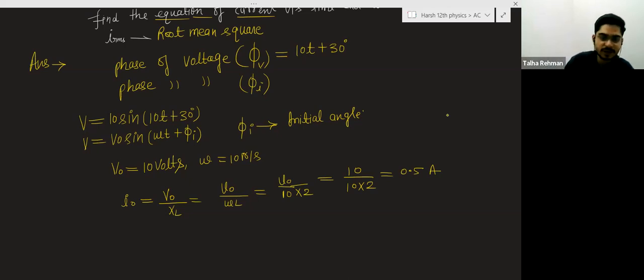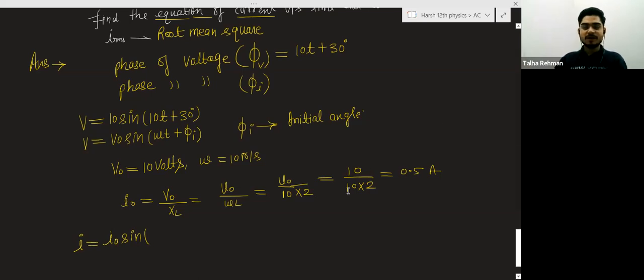Now, when you will write the equation of the current, how will you write it? We know that in case of the purely inductive circuit, the phase difference of current is 90 degree less than the voltage. So when we write the equation of the current, I is equal to I naught sine omega t minus 90.